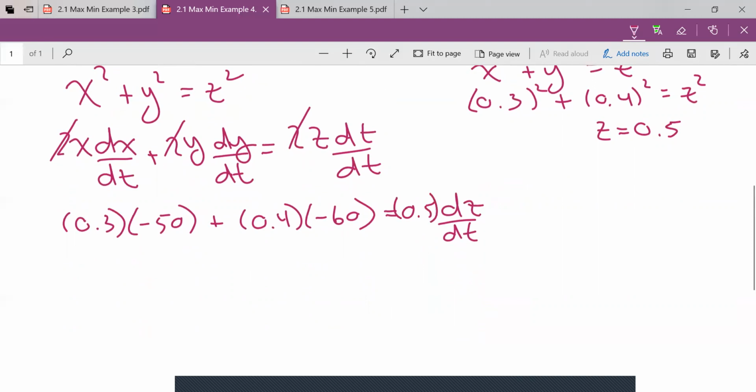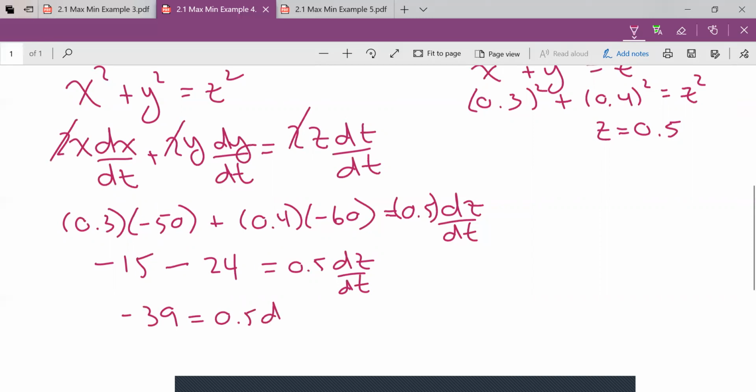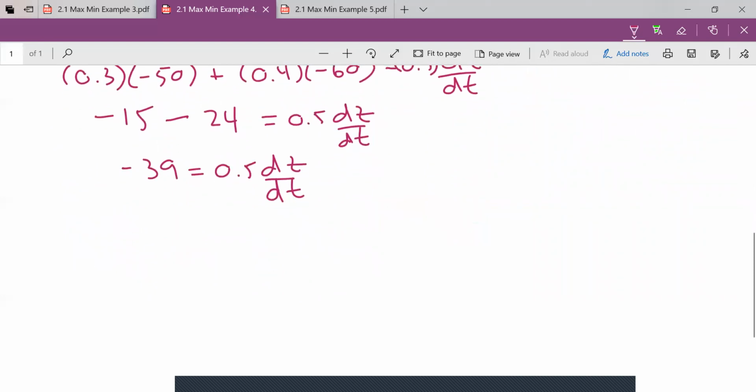And now, friends, all we've got to do is solve this thing. So what do we get here? This will be negative 15. This will be negative 24, equal to 0.5 dz/dt. And again, you could have rearranged the formula first if you wanted to. That sounds like negative 39. And dividing both sides by a half is the same as multiplying by 2. And what's double 39? Sounds like negative 78. All right, and there it is.